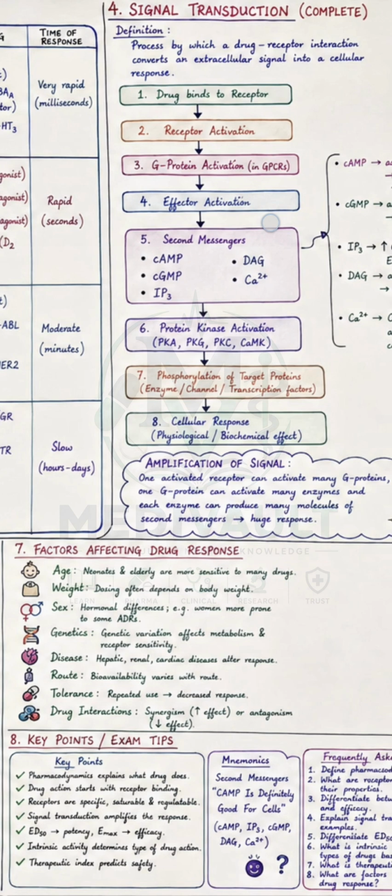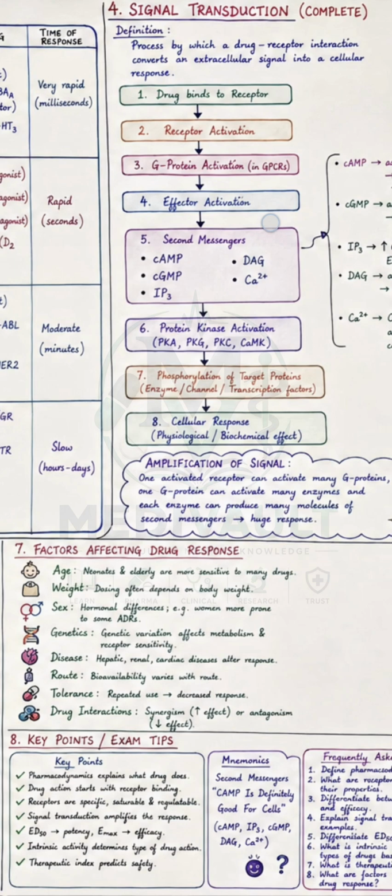Next thing is tolerance. If you give a drug again and again, the drug response will decrease. Repeated use of the drug will decrease the response, and that is known as tolerance. And drug interaction means when two drugs combine, their effect will increase. That is known as synergism. And when two drugs combine and they are competitive with each other, the response will decrease. So that is known as antagonism.